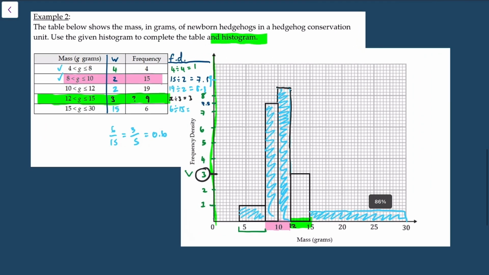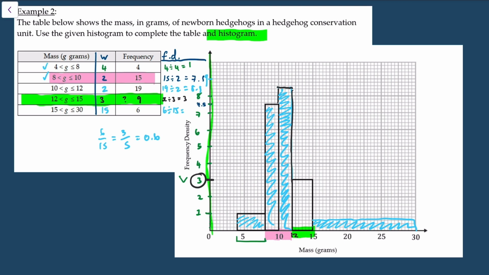Okay, there we go. And that was the second example of how you would solve a problem where you're missing bits of a table and you're missing bits of the histogram, but you have enough information to go and work out the missing parts. Hope that was useful.